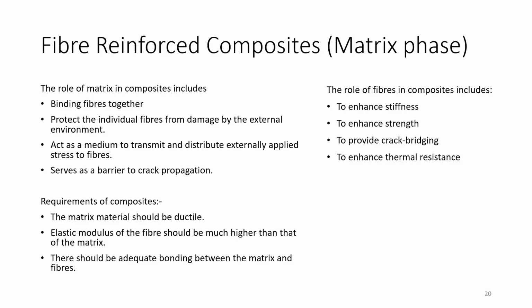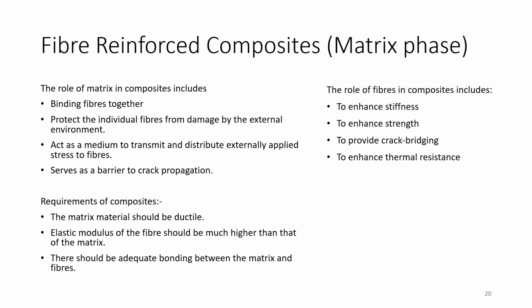Next you have the role of fibers in composites, which includes that it enhances stiffness, it also enhances strength, it provides crack bridging, and it also enhances thermal resistance. Crack bridging is, if your crack is moving through the matrix, then your fiber will deflect the crack. So it provides that type of crack bridging.